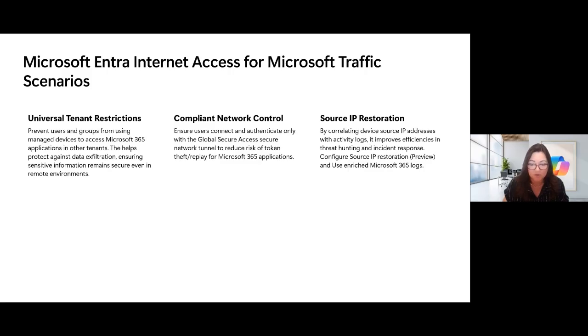The compliant network control gives a way for you to ensure that users can only access your Microsoft 365 applications when they're connecting using Global Secure Access. So they must be on your managed device and they must be coming through the GSA service. And this does reduce the risk of token theft and replay for Microsoft 365 applications. Another scenario that's interesting is source IP restoration. It's a way for the Global Secure Access service to record the source IP address for your users, and then you can correlate the source IP address with your activity logs. It's really helpful if you get into threat hunting scenarios and incident response. And this is a feature you can configure with enriched Microsoft 365 logs in the Microsoft Traffic Profile.